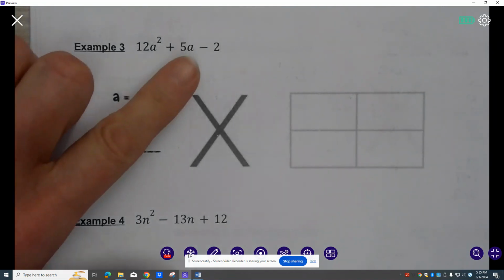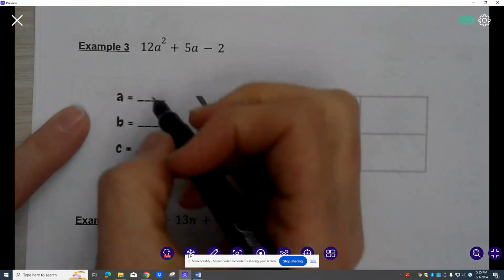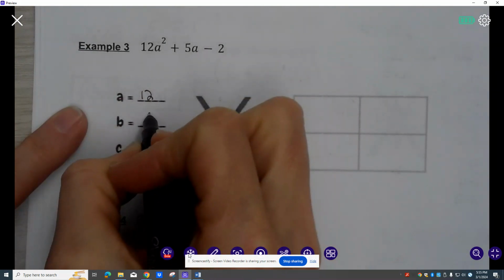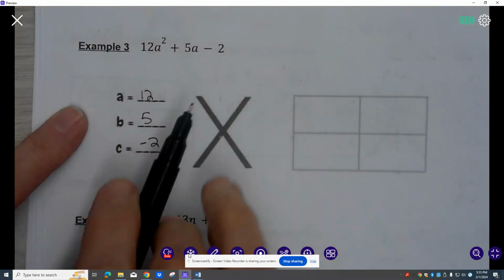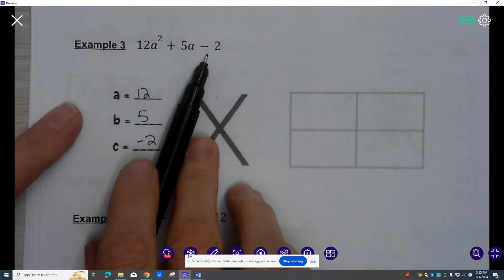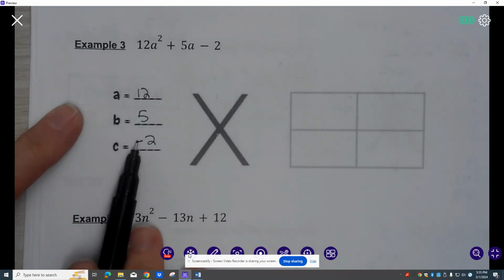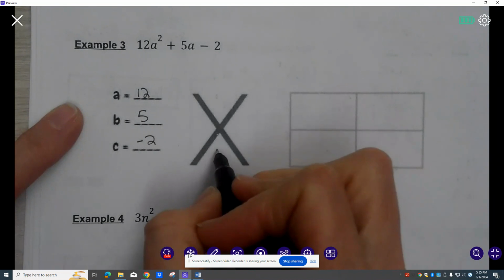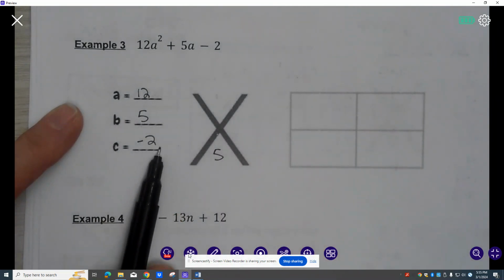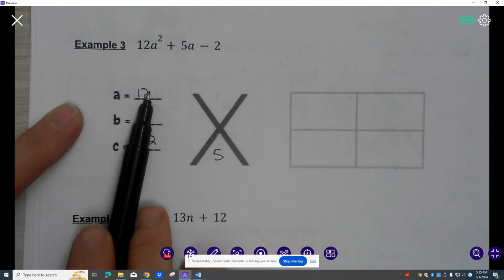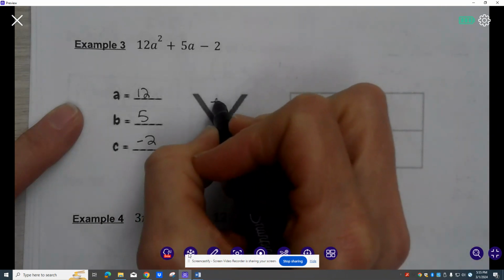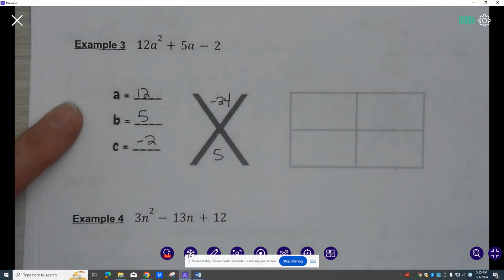So example 3, we have a negative happening here. So A is 12, B is 5, and C is negative 2. So that, which looks like a subtraction, you're going to put that with your C. That's going to be a negative. So B goes at the bottom of the X. A times C, which would be 12 times negative 2, goes at the top, negative 24.